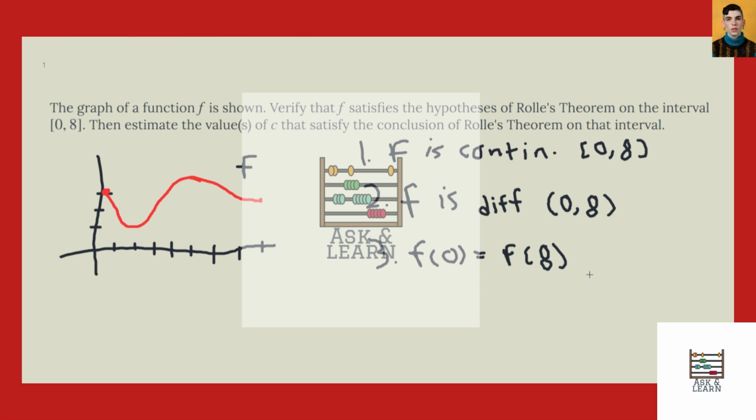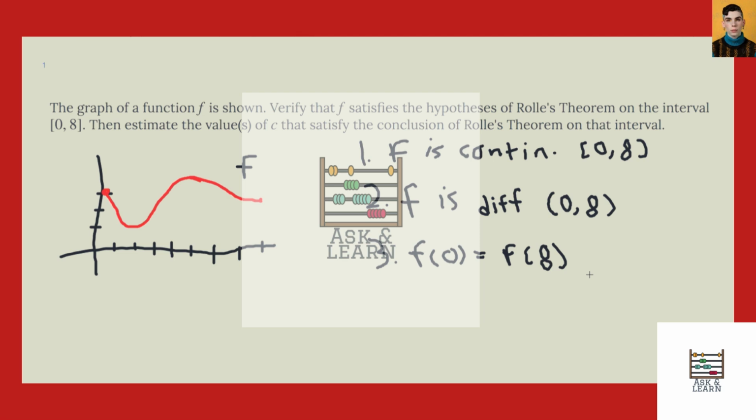Okay, the question here is asking: the graph of a function f is shown. Verify that f satisfies the hypothesis of Rolle's theorem on the interval 0 through 8. Then estimate the values of c that satisfy the conclusion of Rolle's theorem on that interval.